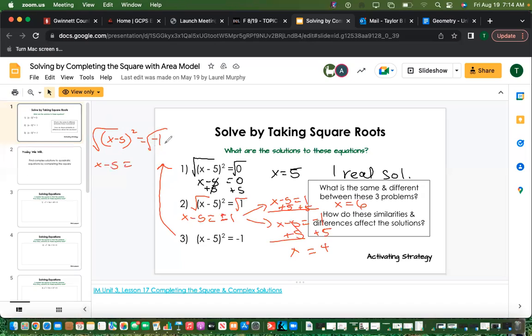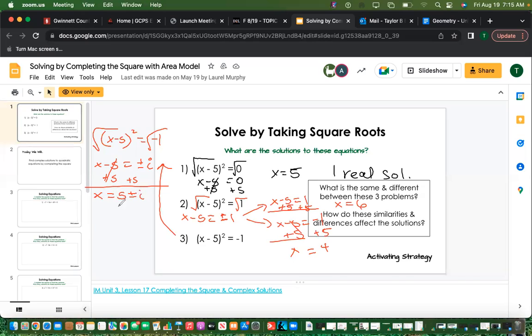And on this side, when I take the square root of negative 1, what am I going to get? When I take the square root of a negative number, what do I get? It's i, right? So we're going to have a positive and negative i. Okay, you were moving too fast. Exactly. So then I'm going to add 5 to the other side. And so that's going to give me x equals 5 plus or minus i.